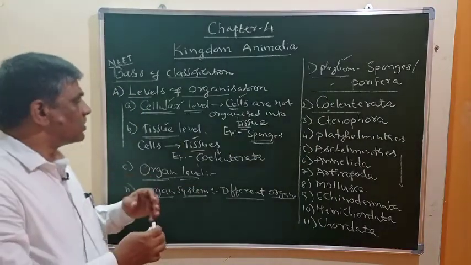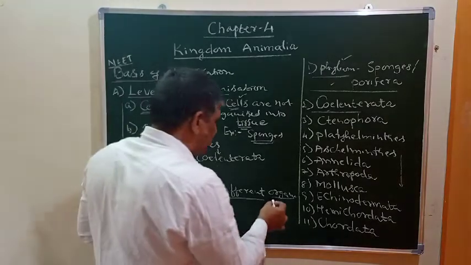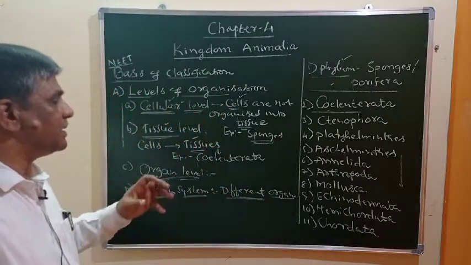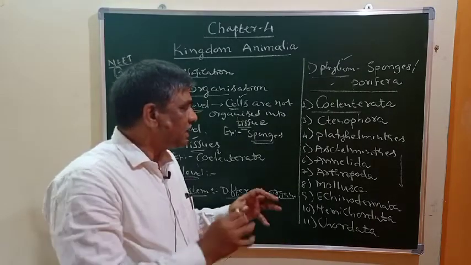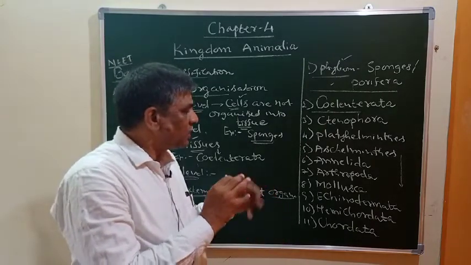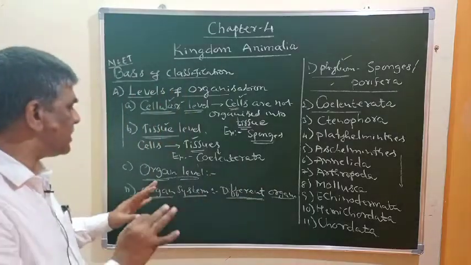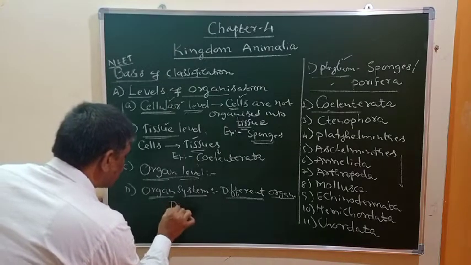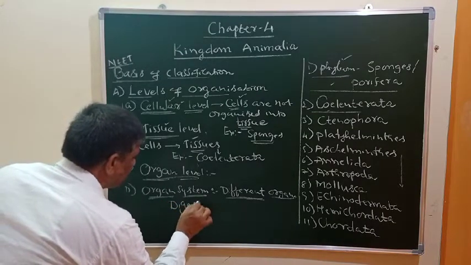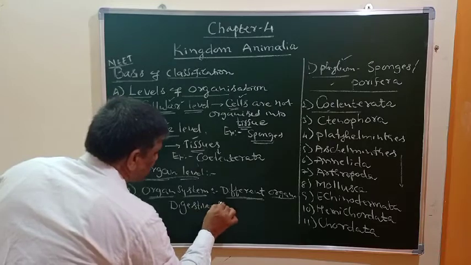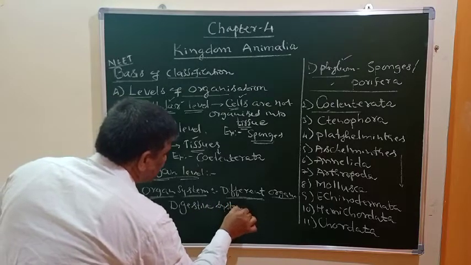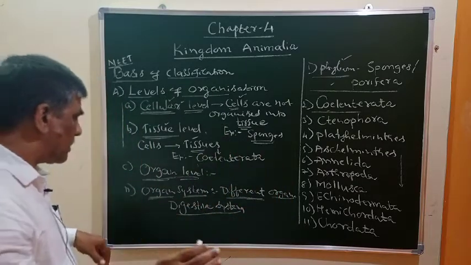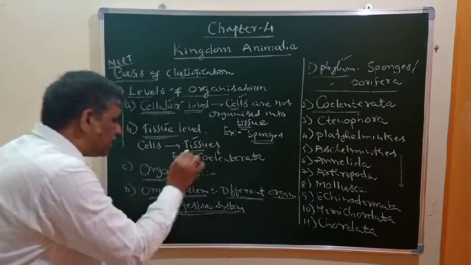And one more thing you have to understand here. When an organ system is present, I have given an example, the digestive system. Is there any similarity in all organisms regarding one particular system? If you take a particular system, for example a digestive system, is this digestive system similar in every organism? No. There is a difference in the digestive system.